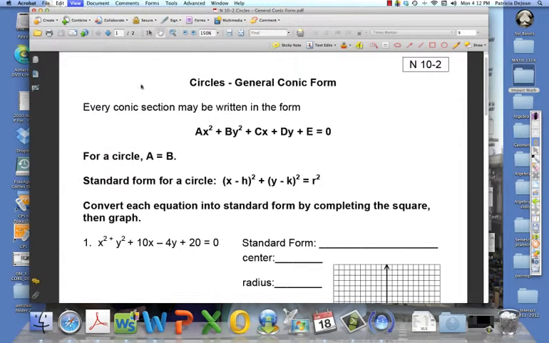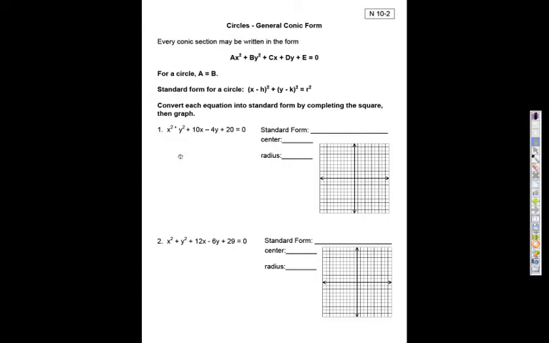And view full screen. All right, this is our first lesson of chapter 10 that really has to do with conic sections. And the first one is always circles because they're the easiest.